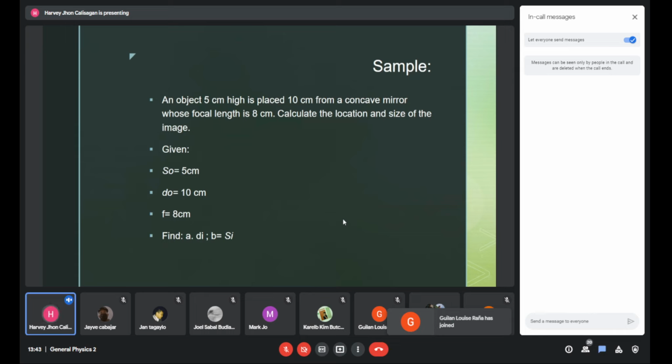So what we're looking at in our first example is, okay, let's state the given set. We have here the size of the object which is 5 centimeter. That is the height of the object. We also have the distance of the object, which is 10 centimeter. And then our focal length is 8 centimeter. It's a concave mirror, so we expect that the image can either be positive or negative. Let's see if there is really a change. So our task here is to calculate the location and the size of the image. So we're looking for DI, or the distance of the image, and then the size of the image.